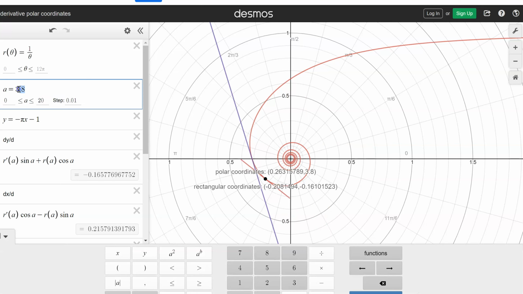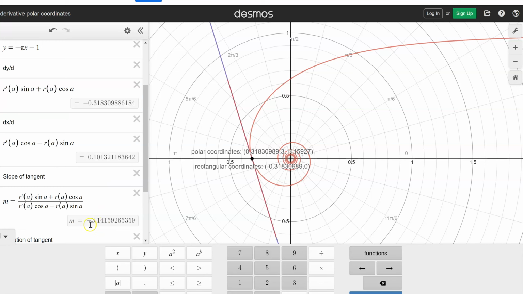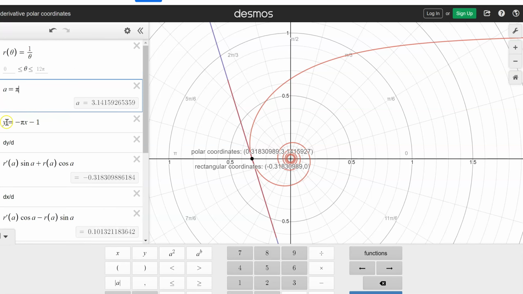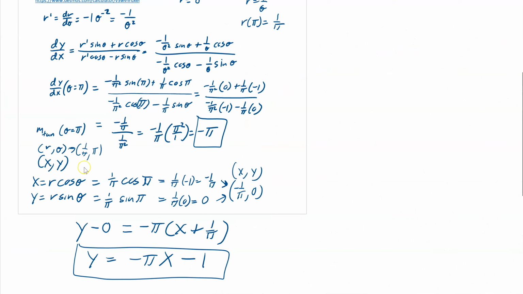And then you can just plug in the value you want, which we wanted was pi, and it'll tell us the location. Right, obviously 3.14, but it'll tell us what our slope is. See, there's our -pi to verify it, and then you can type in the equation to make sure that it is correct. So if you plug in the wrong one, it'll give you the wrong location, telling you made a mistake. And so there you have it.